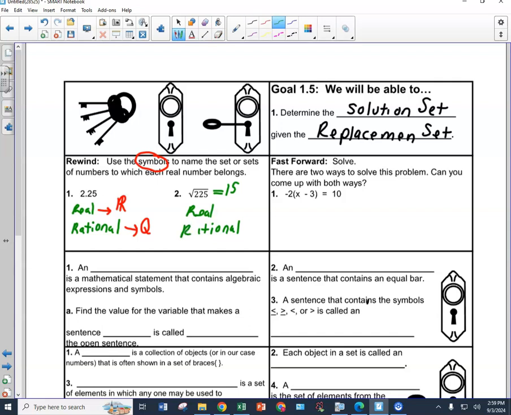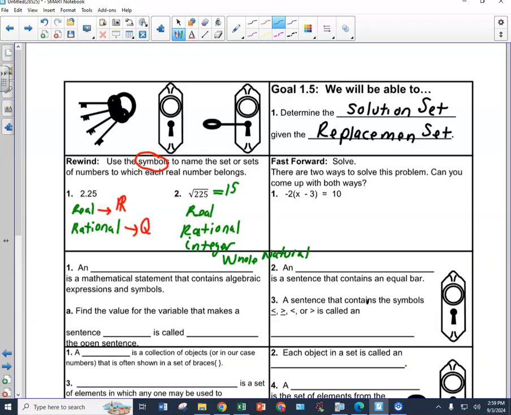So since it's a complete number, it fits other subsets. So not only is it rational, but it's an integer. It's a whole number. And it's a natural number. Natural numbers are the counting numbers, 1, 2, 3, 4, 5. Whole numbers are the counting numbers, including 0. Whole numbers start at 0, sorry, and go 1, 2, 3, 4. Integers are made up of whole numbers and their opposites.